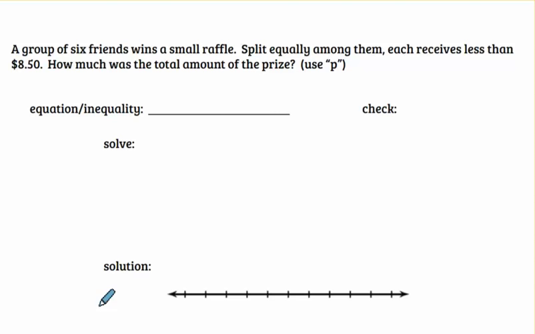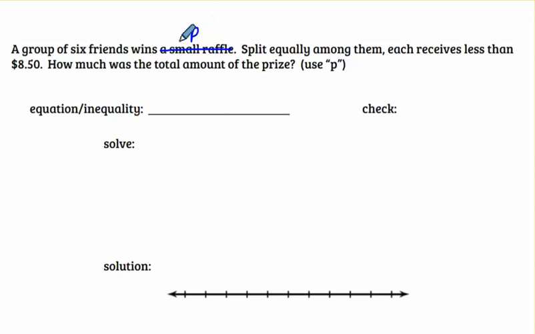Word problem time. Okay, it says a group of six friends wins a small raffle and split equally among them, each receives less than $8.50. How much was the total amount of the prize? All right, so in this case, the raffle and the prize are like the same thing. So a group of six friends wins, I'm just going to call this P.